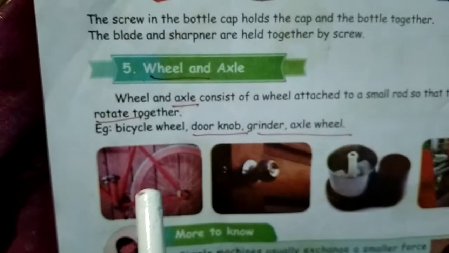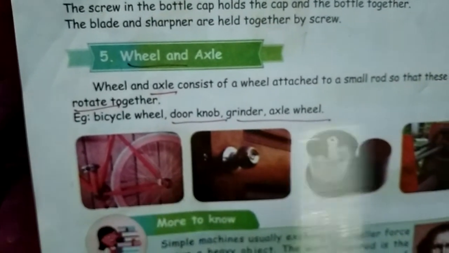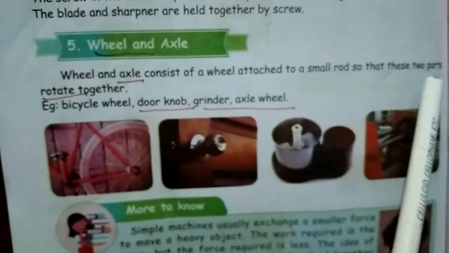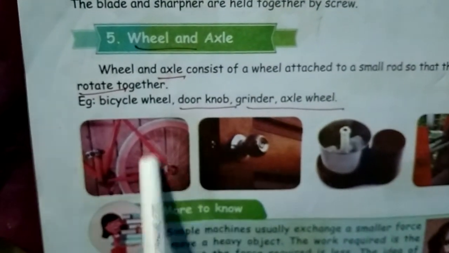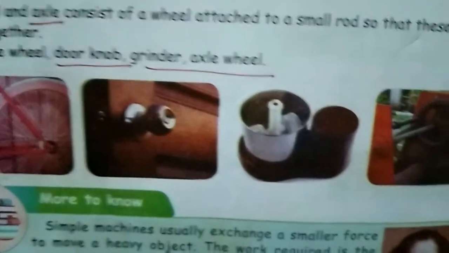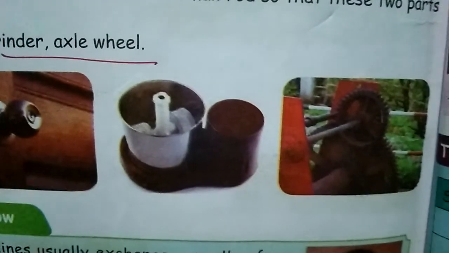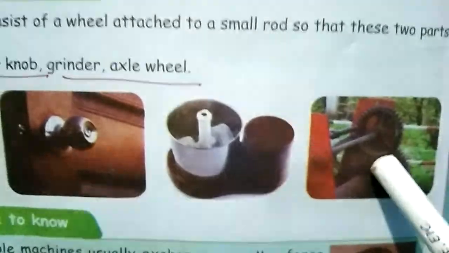Next, wheel and axle. Look here. You all have a cycle, right? So the wheel is attached with a small rod so that these two parts rotate together. So in the wheel, the door lock and the grinder. Look at this. This is opening the railway gate. This machine is used in a railway gate to open it.